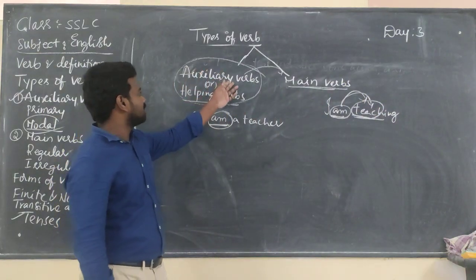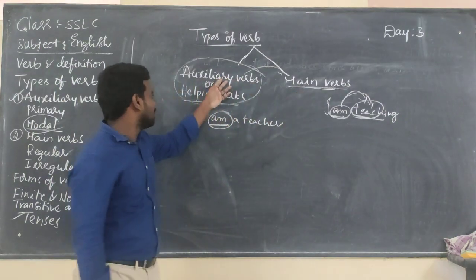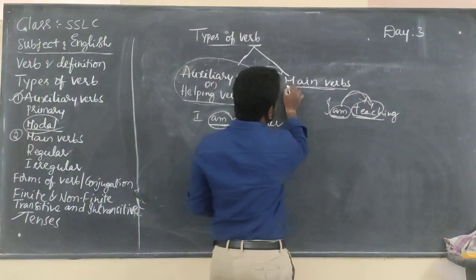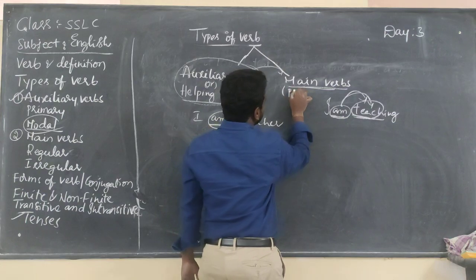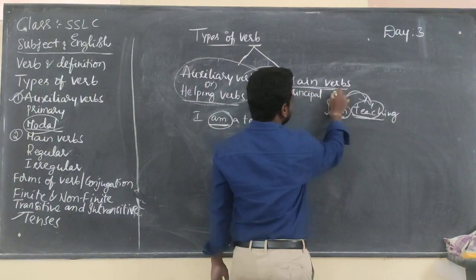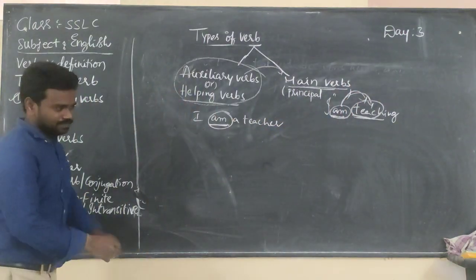So the types of verbs are auxiliary verbs and main verbs. Auxiliary verbs are nothing but helping verbs. For main verbs we have another name. What is the other name? Principal verbs. We can also call them principal verbs.